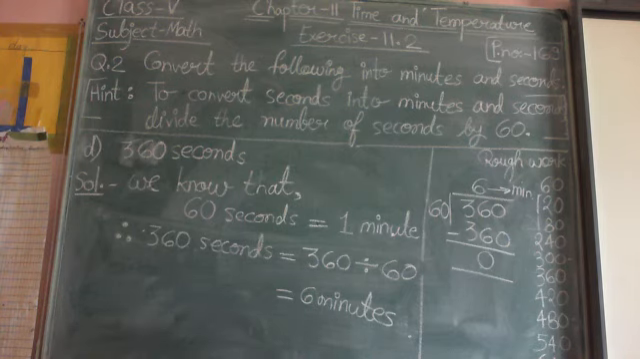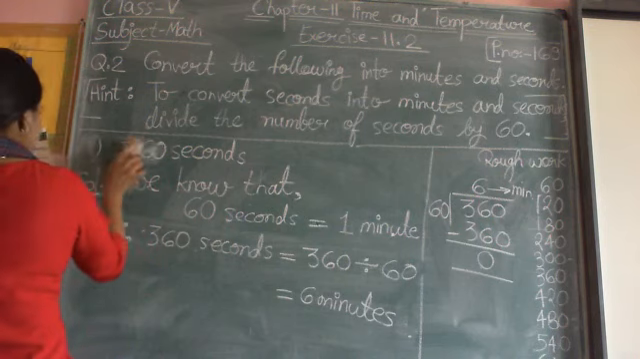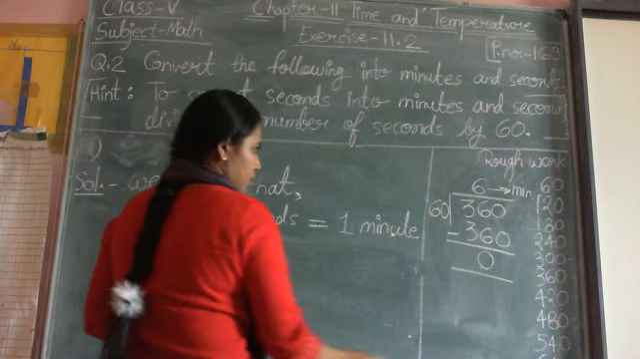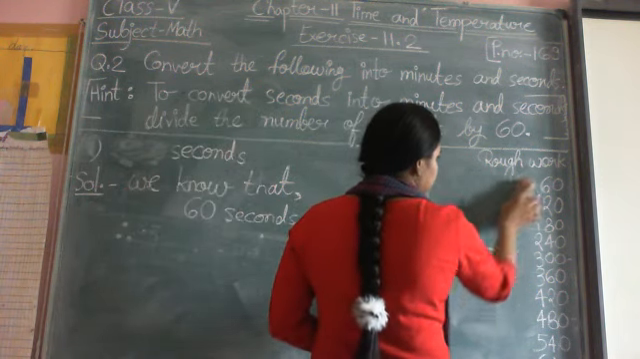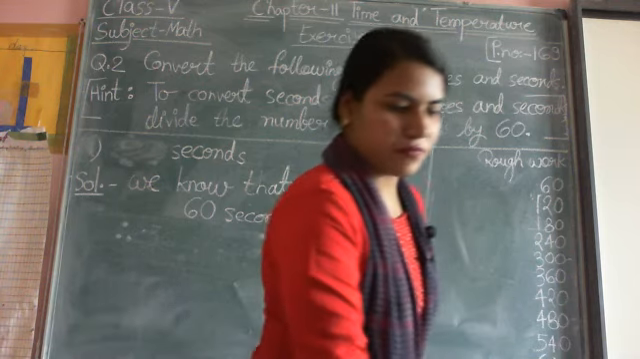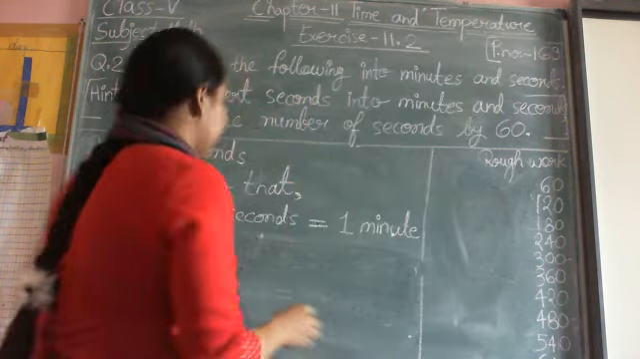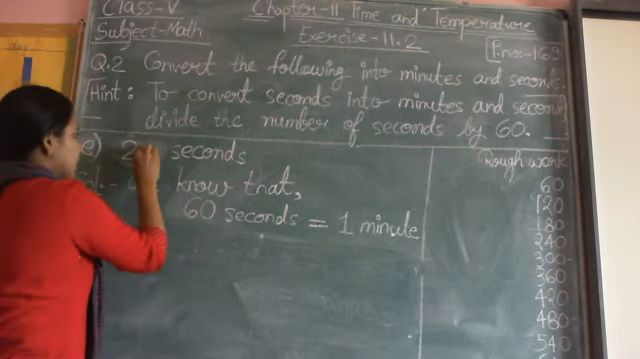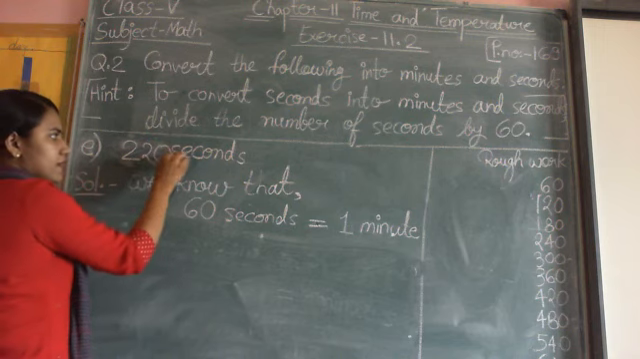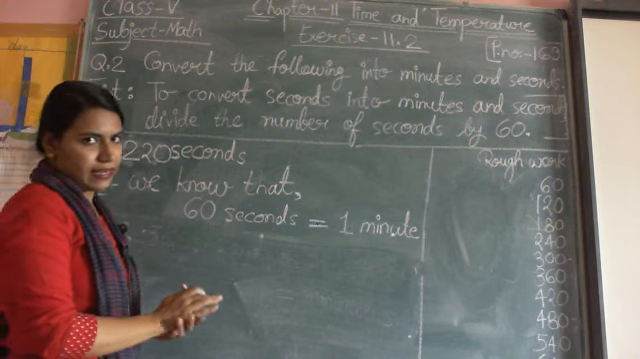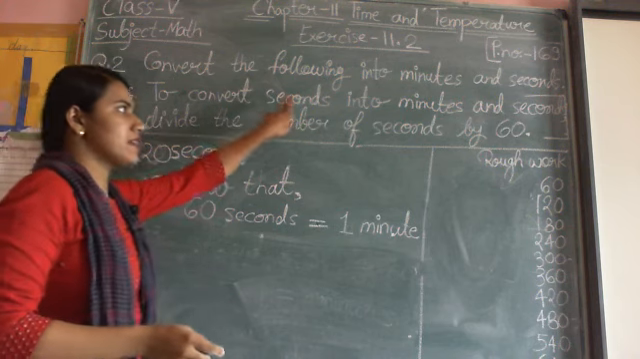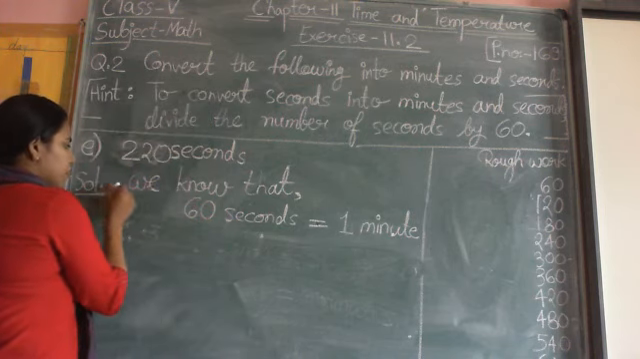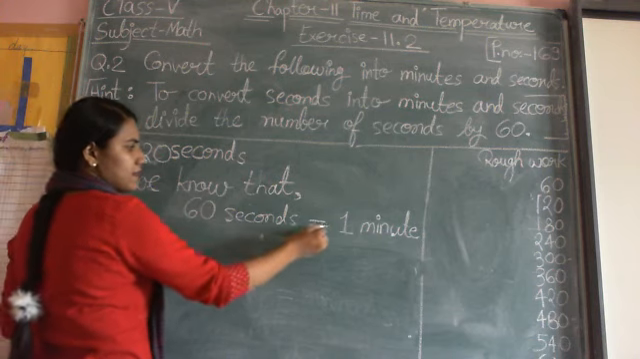Now we will solve part E. For part E, the given seconds are 220 seconds. Now we will convert 220 seconds into minutes and seconds. And from the hint we know that to convert seconds into minutes and seconds, we divide by 60. So for solution we will write, we know that 60 seconds is equals to 1 minute.